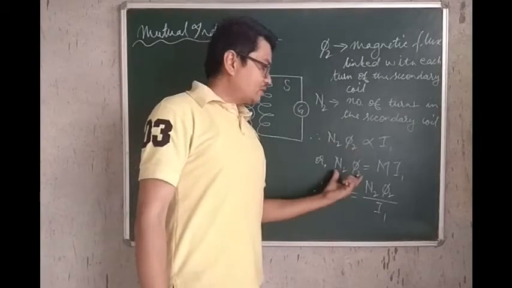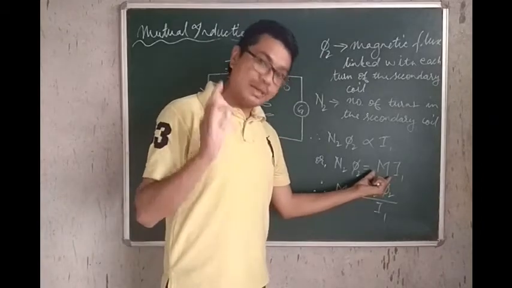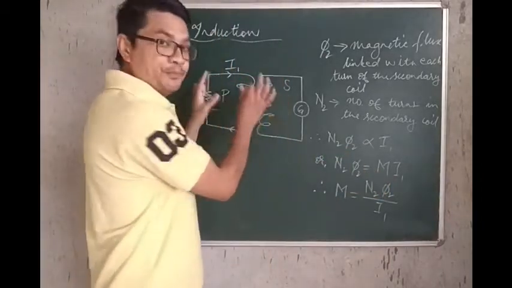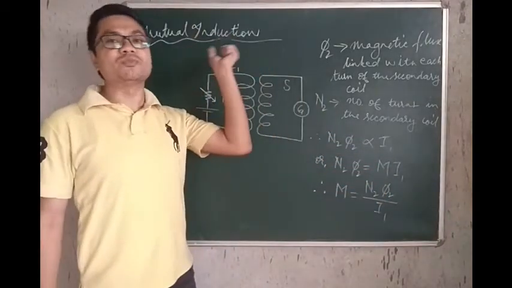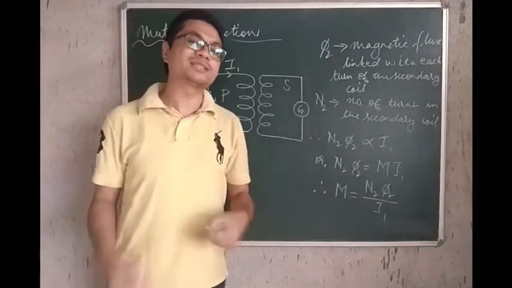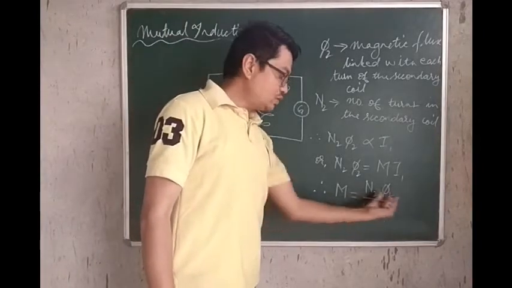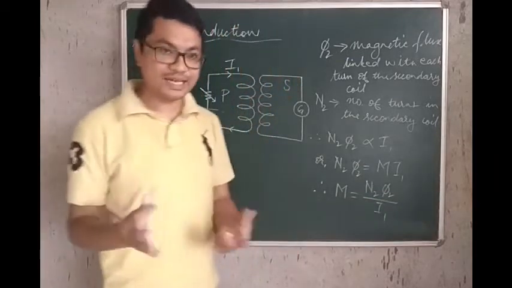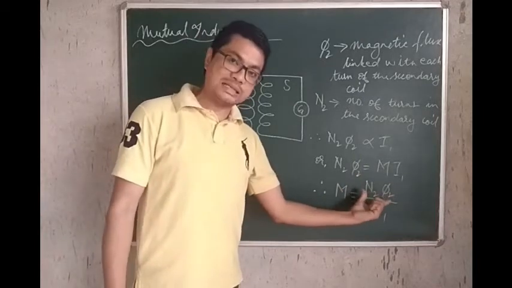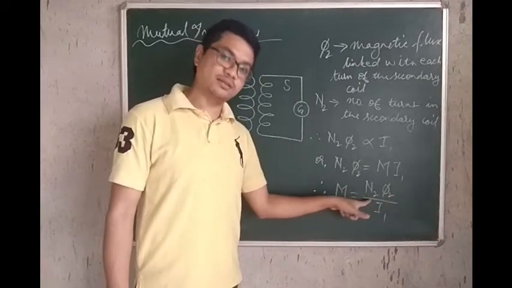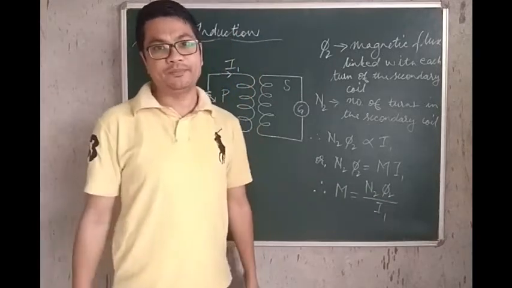So we can write N2 phi2 is equal to capital M into I1, where capital M is a constant for a given pair of coils and capital M is called the coefficient of mutual induction, or simply mutual inductance, and thereby M is equal to N2 phi2 divided by I1. So how do we define capital M or mutual inductance from here? Mutual inductance is the flux linked with the secondary coil, mind you, for unit current flowing through the primary coil.